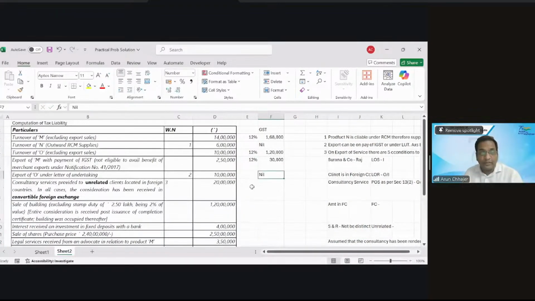So does it mean that they require to file two letters of undertaking, one for export of goods and one for consultancy service? What do you think? Just tell me your thought. Do they require to file two separate letters of undertaking?